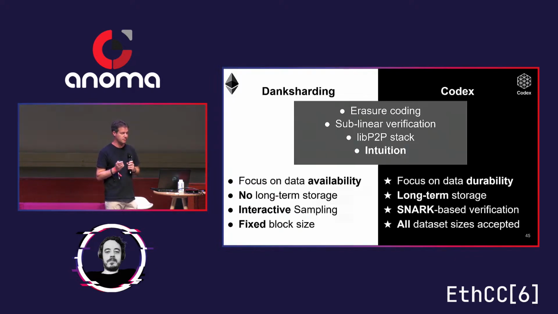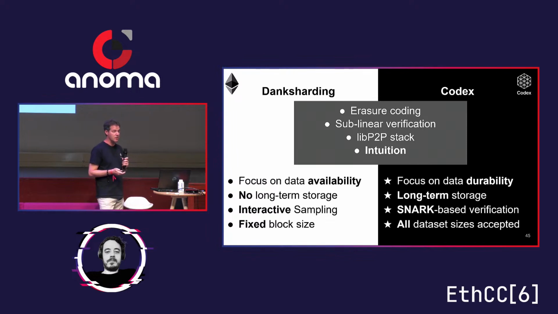So to conclude, here we are looking at Danksharding, basically. But we are a team working on Codex storage. And we do this because there are many things in common that we can learn from. So we are using in Codex storage erasure coding, like in Danksharding, and studying what's the best way to do it. We both use sublinear verification with sampling, actually in different ways, but we both use sublinear verification. We both use the libp2p stack. And even more importantly, this is important for us because there is lots of intuition in both systems which is mutually useful.